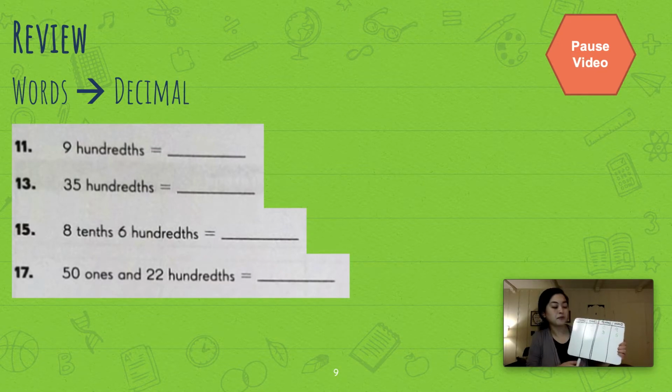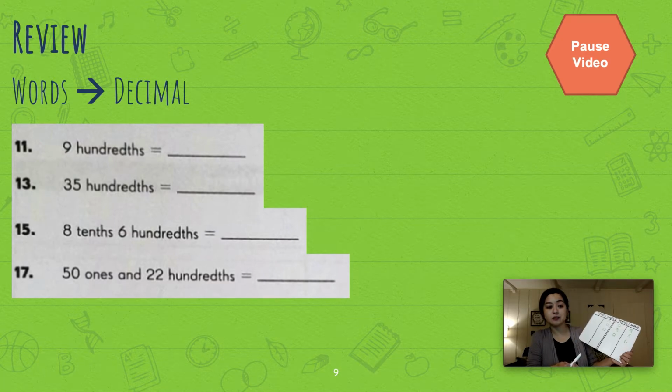Let's look at 8/10 and 6 hundredths. So here's 8/10. Here's 6 hundredths. Perfect. So this is 8 tenths and 6 hundredths. Then we put a 0 here in the ones.